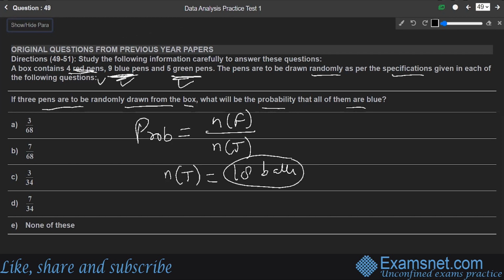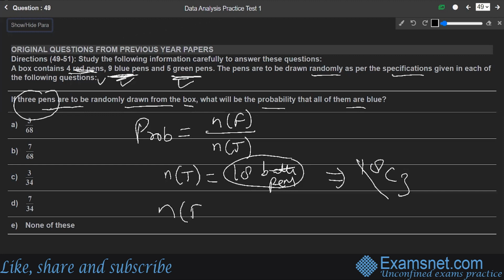And how many do we have to pick randomly? We have to pick 3 pens out of the 18 pens available there. Out of 18, any 3 pens can be picked in how many total ways? That is our total number of cases. Out of 18, the number of ways we can pick any three is going to be 18C3.